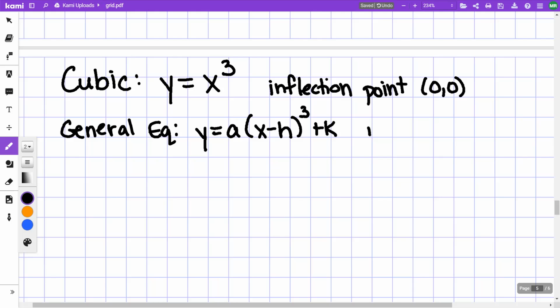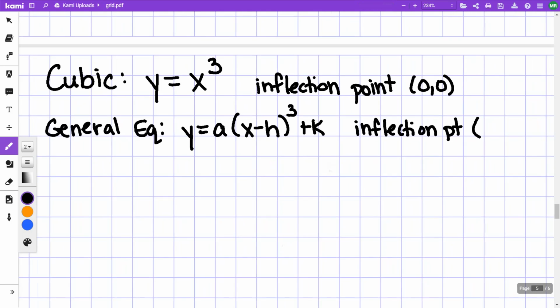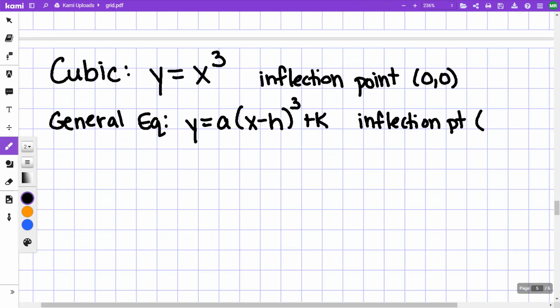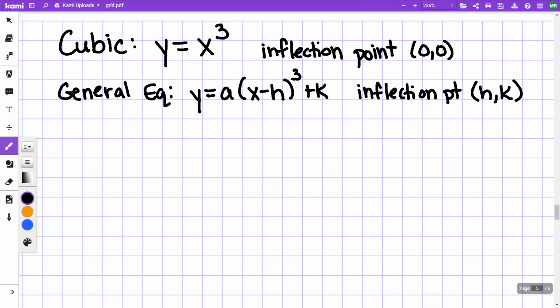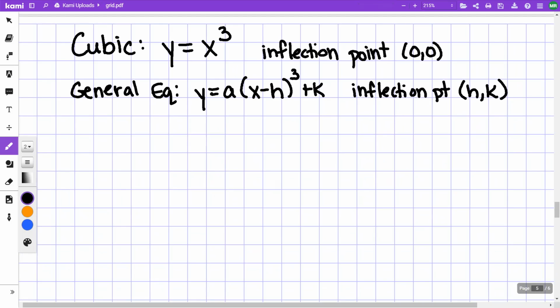And again, my inflection point is going to be whatever makes the x minus h 0, which is h, and then the plus k. That is going to be our inflection point. The inflection point is going to be like our locator point, and I'll explain what it is in a second. It's going to be kind of like the center of our graph. So I'm going to graph y equals x cubed. Again, you guys can put this on the graph part.